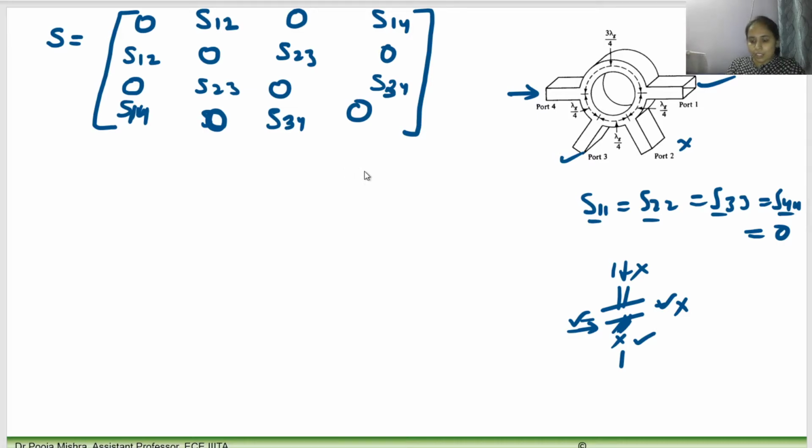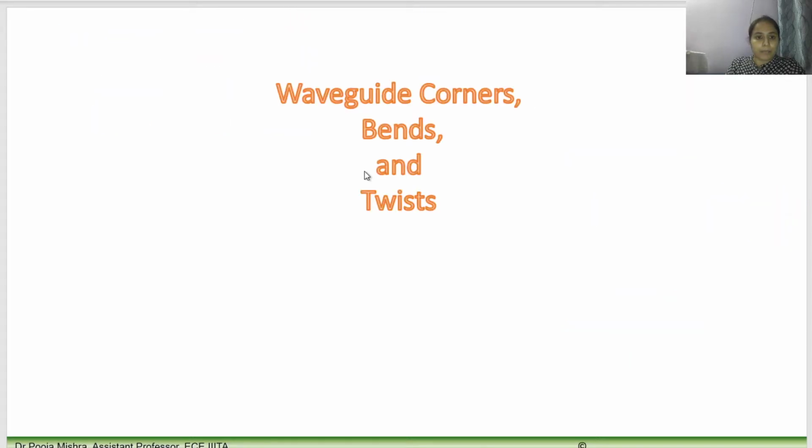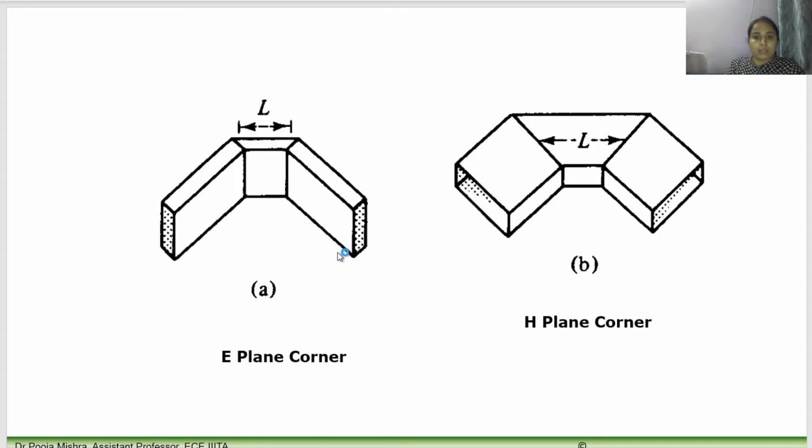So now let's see other devices. Waveguide corners, bends and twists. They are used to change the direction of propagation, or to change the plane of polarization of the electromagnetic wave. So now let's see the waveguide corners. This is the E plane corner, in which the corner is made along the E plane, along the electric field, and this is the H plane corner, where the corner is made along the direction of the magnetic field.